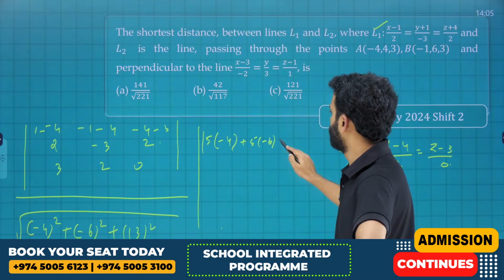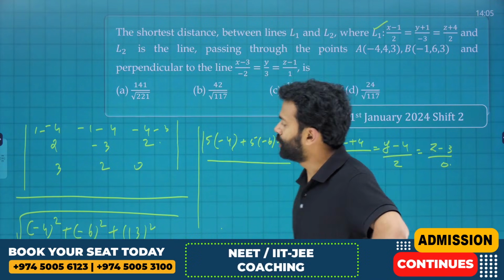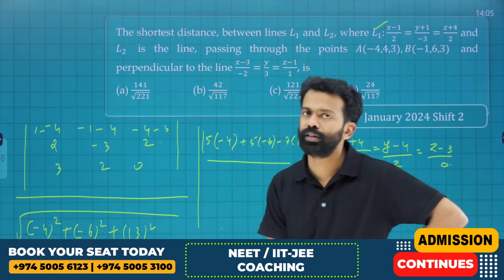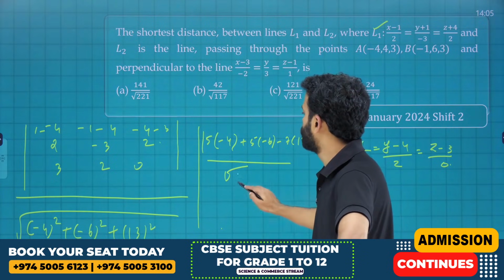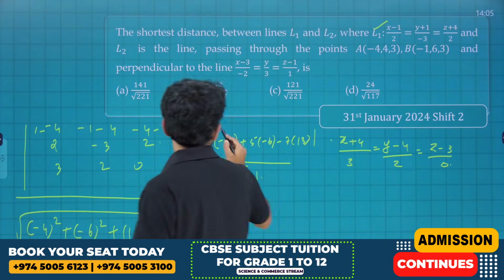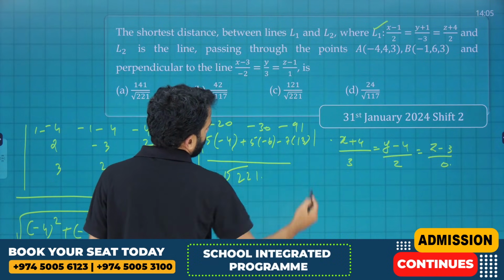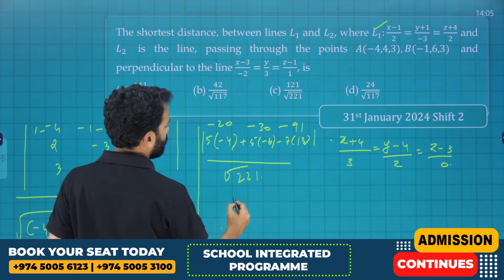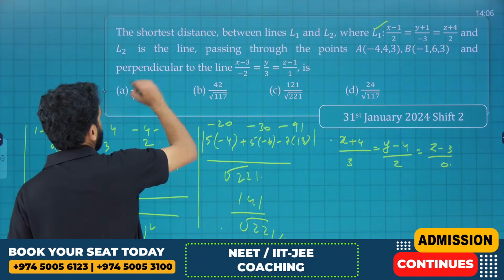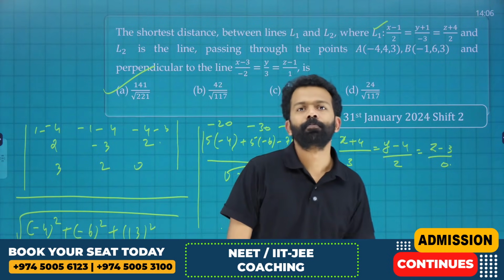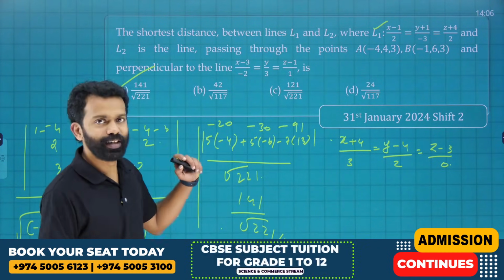6 minus 7 into 13, divided by, this is 16 plus 36, that is 52, plus 169, 221, that is root of 221, and this is minus 20 minus 30 minus 91, that is minus 141, that is 141 divided by root 221. That is the final answer, that is option A. Okay, very easy question.